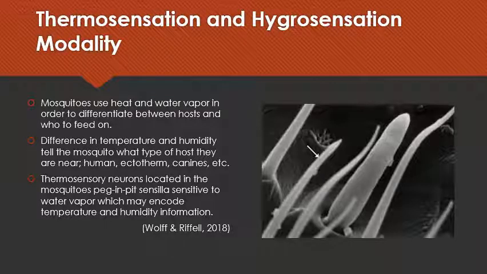Thermosensory and hygrosensory are also very important modalities when it comes to mosquito host preference. Mosquitoes use heat and water vapor in order to differentiate between hosts. Thus, the difference in temperature and humidity of the host tells the mosquito that the host is human, an ectotherm, a canine, etc. The thermosensory neurons are located in the mosquito's sensilla. The picture showing exactly where these neurons are located.